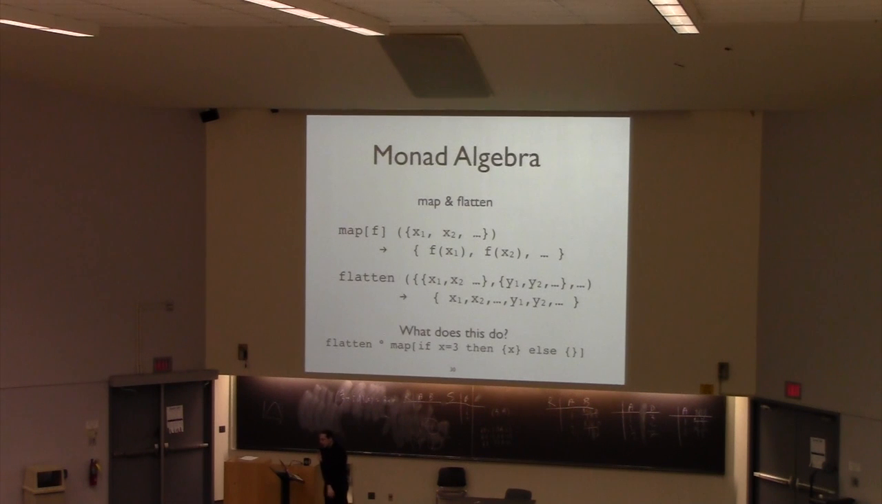And the coolest thing, the heart of this language, are two functions called map and flatten. Map allows me to apply a function to every element of the collection. I have a function f, and I can apply that to every element of the collection. So, for example, I have x1, x2. I could apply map to that and get f of x1, f of x2, and so forth.